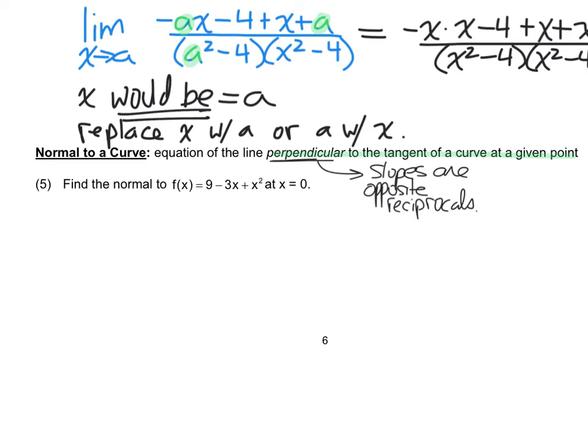So that means that we have to do all the work that we did in order to come up with a derivative. And then once we have the derivative at the point, we have to find the opposite reciprocal of that.